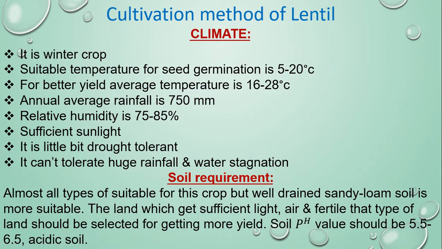Now let's discuss some important things about the cultivation method of lentil. First, you have to understand the climatic condition of lentil. It's basically a winter crop. A temperature of 15 to 20 degrees Celsius is needed for seed germination, and the average temperature is 16 to 28 degrees Celsius. The annual average rainfall is 750 millimeter, and the relative humidity will be 75 to 85%. Remember that lentil cultivation needs sufficient sunlight.